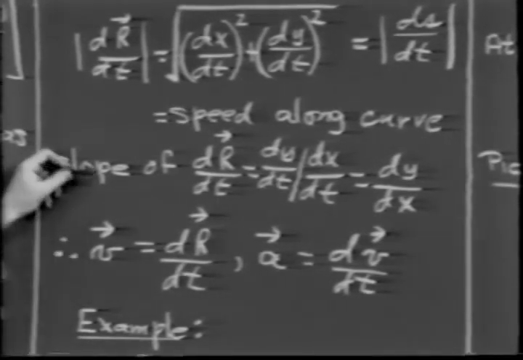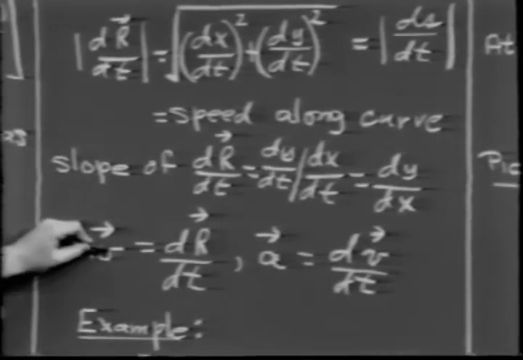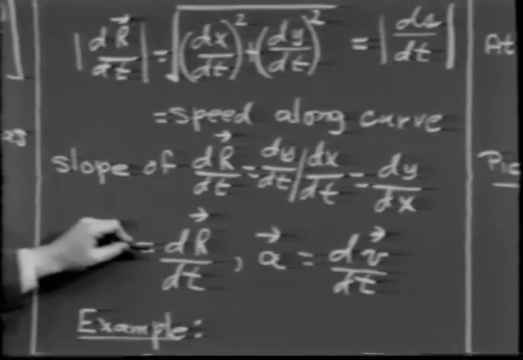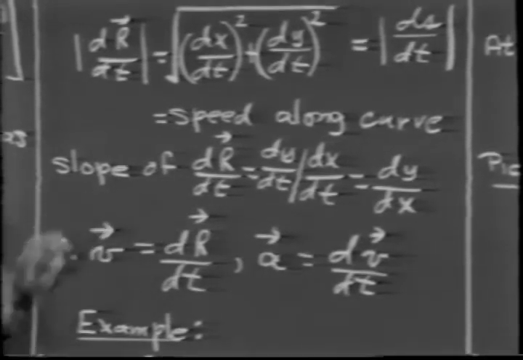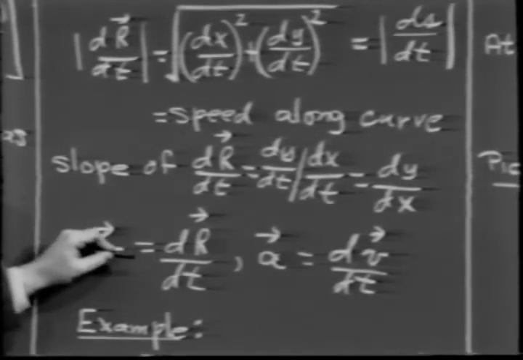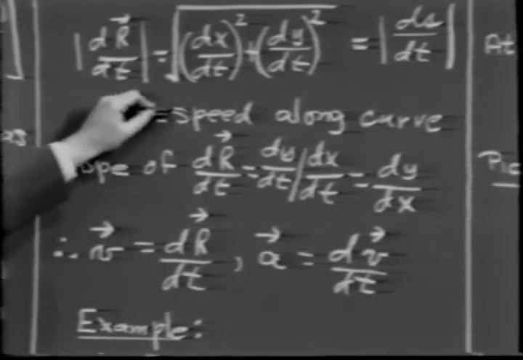After all, we've already done that in elementary physics. In elementary physics, what was the velocity vector defined to be? At a given point, it was the vector whose direction was tangential to the path at that point, and whose magnitude was numerically equal to the speed along the curve that the particle had at that point.